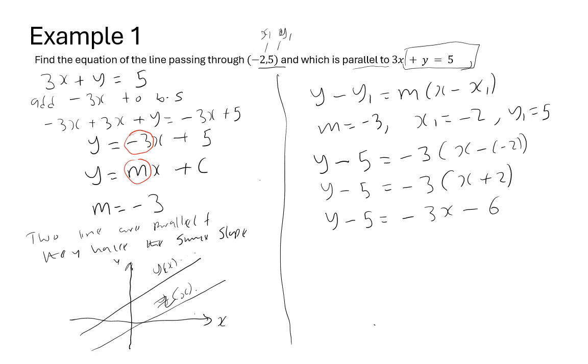Then we want to find y, so we can just add 5 to both sides. So we have y - 5 + 5 = -3x - 6 + 5. Then -5 + 5 is 0, so we'll just have y = -3x - 6 + 5, which is -3x - 1. So this line is parallel to the other one, and you can see they have the same slope.